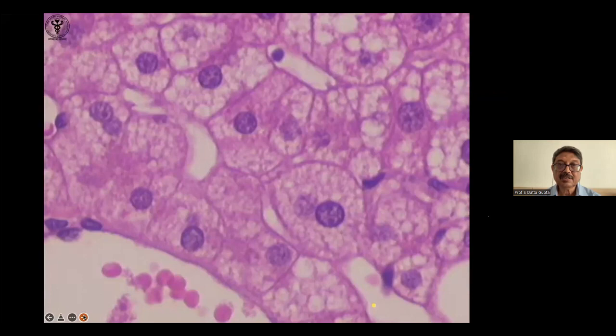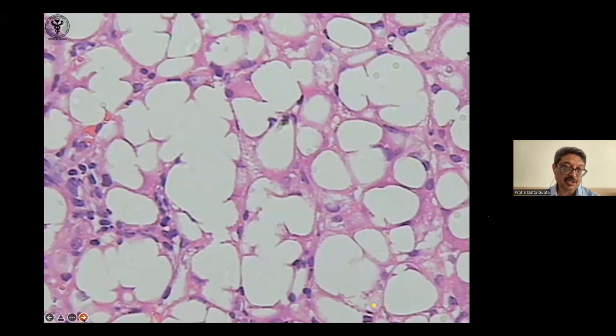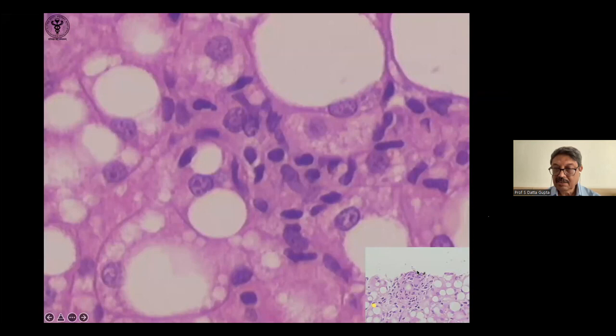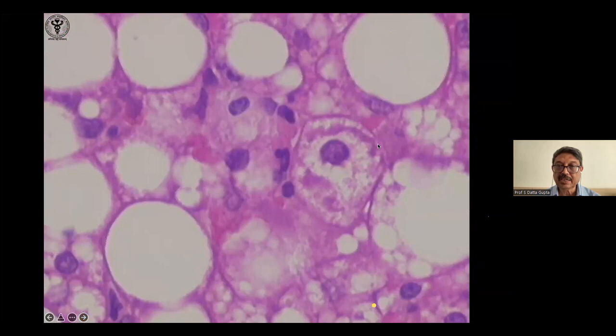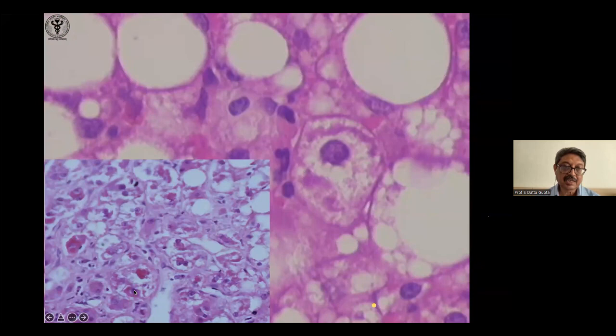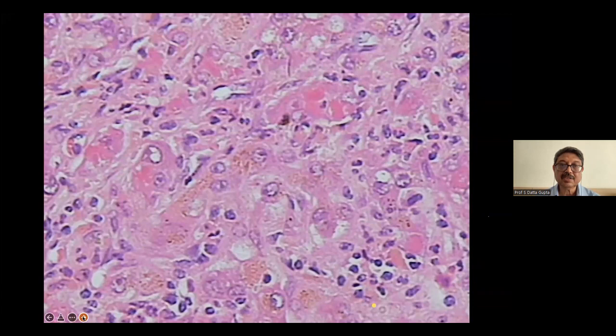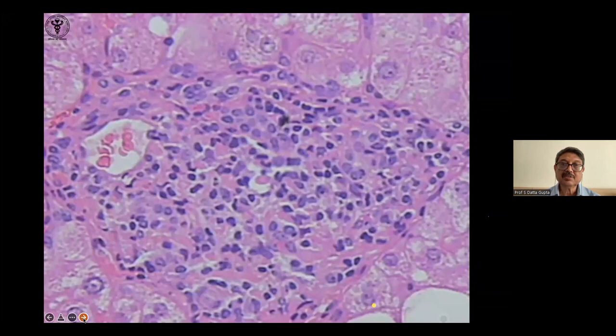These are the fatty change which I showed you. Sometimes you can get small cysts by all these joining together. You can get lipogranulomas, small granulomas around fat. You see this, very little inflammation. You can get Mallory's hyaline, although this hyaline is nothing as extensive as in alcoholic liver disease. In alcoholic liver disease, you get more extensive, and you get a lot of neutrophilic infiltration. You can get some portal inflammation.